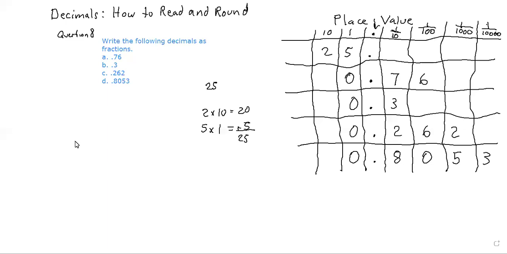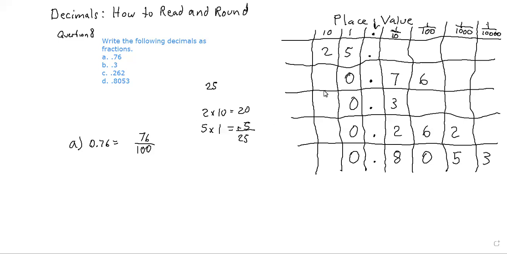So let's do A. 0.76 equals 76 over, and again, what is the place value for the 6? It's 1 over 100, so that means the denominator is going to be 100. Now, how does this work out? Well, let's do the math.